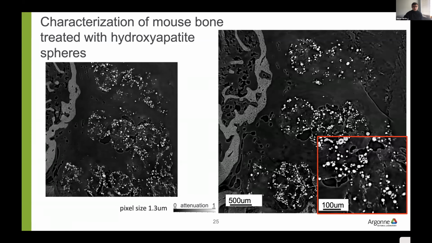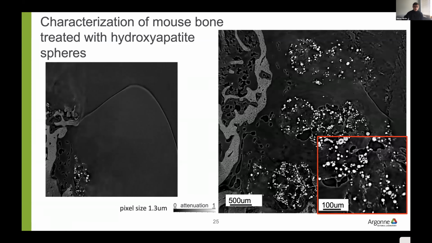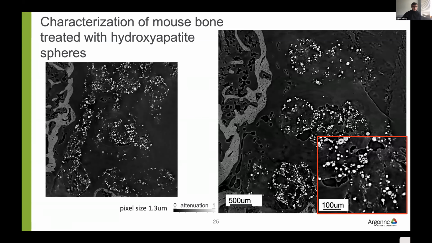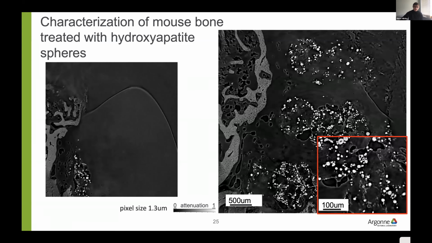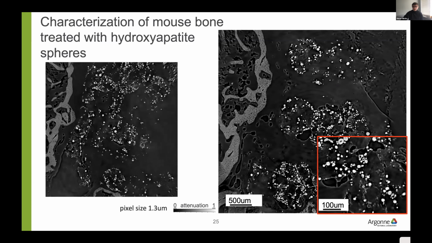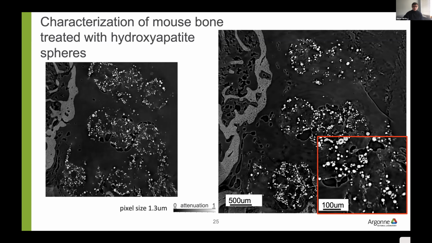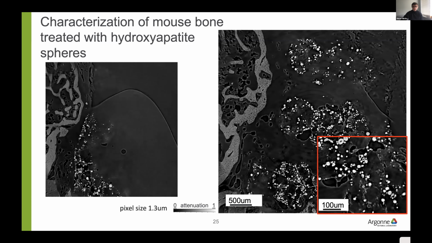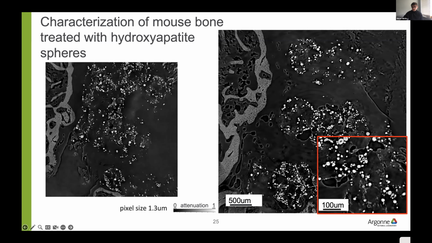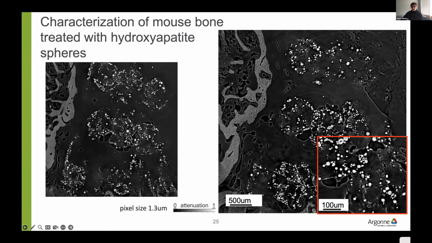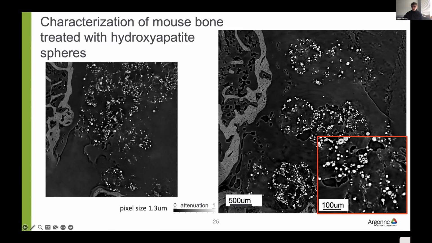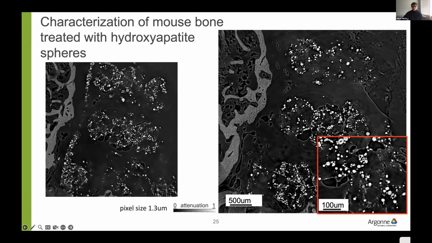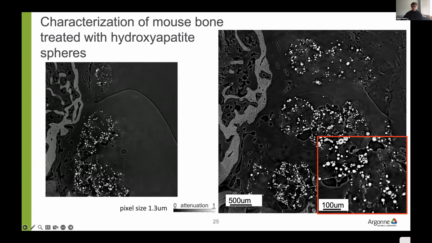This is characterization of mouse bone treated with hydroxyapatite spheres. And here, we scan this sample in 2BM. Here, we try to see these small features. This is basically how the bone grows and recovers using these spheres.